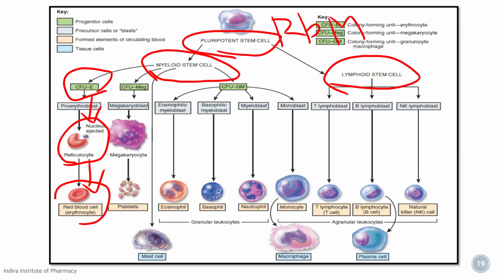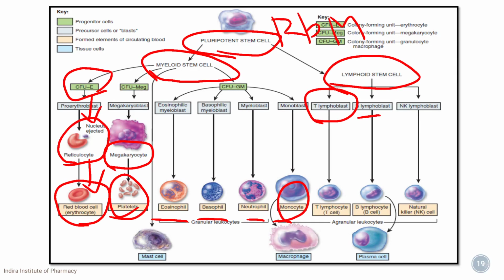erythrocytes or RBCs. In a similar way, the colony forming unit of megakaryocytes will form immature megakaryocytes, and then platelets. Similarly, it is applicable to eosinophils, basophils, neutrophils and monocytes. And the lymphoid stem cells are responsible for production of T lymphocytes, B lymphocytes and natural killer lymphocytes.